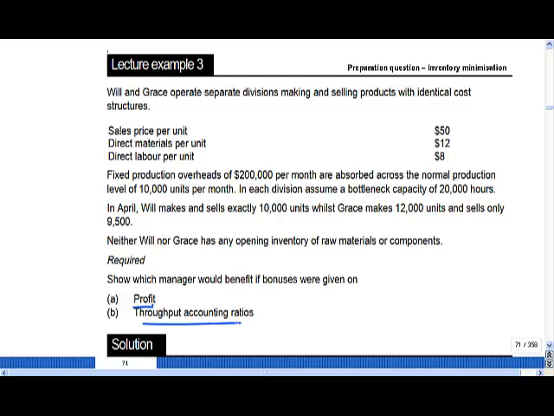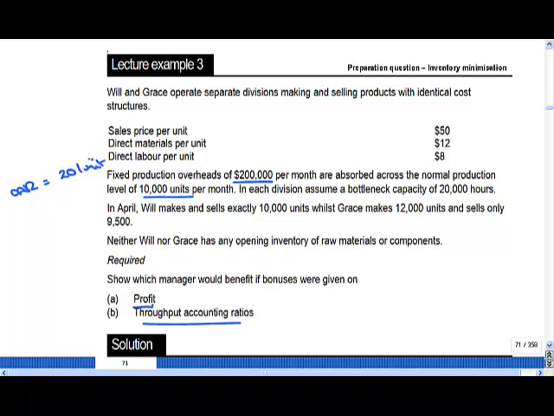So here we've got two separate divisions, and they make and sell products with identical cost structures. So we've got our selling price, our materials, our labour. We've then got fixed production overheads of $200,000 per month, and that's absorbed across the normal production level of 10,000 units. So you need to calculate your overhead absorption rate here. 200,000 over 10,000 units, you're going to be looking at a rate of $20 per unit.